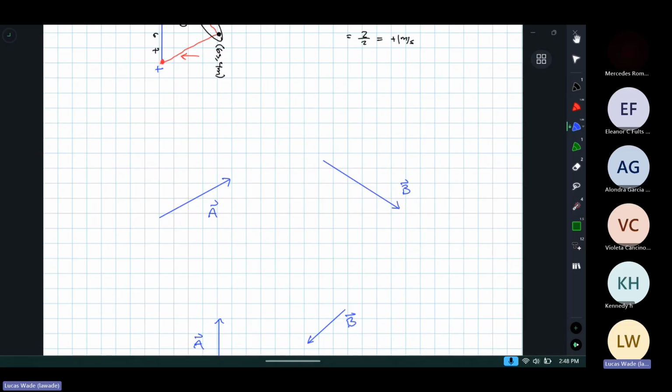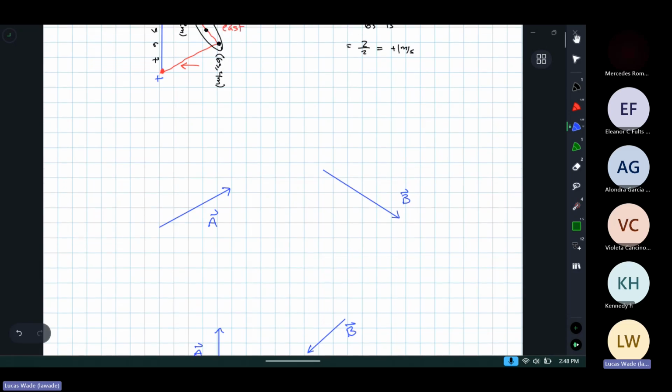To add two vectors, the easiest way is to imagine yourself walking along the first one and then along the second one. And then the resultant, the sum of those two, is the shortcut you could have taken.